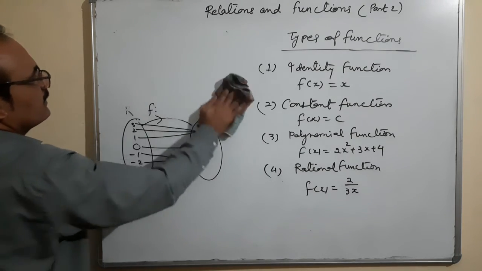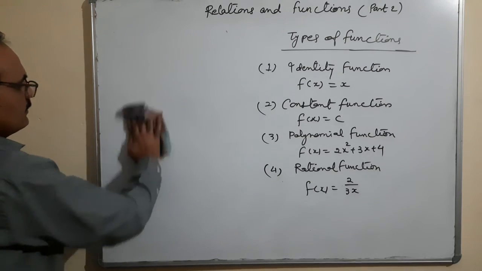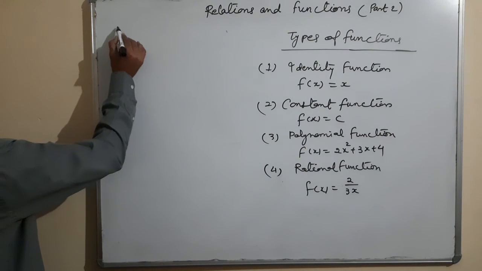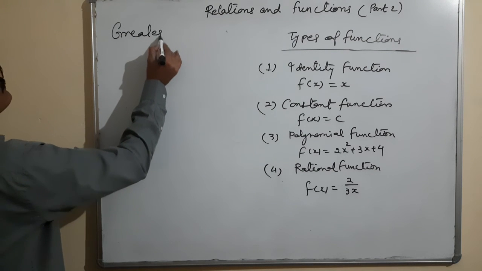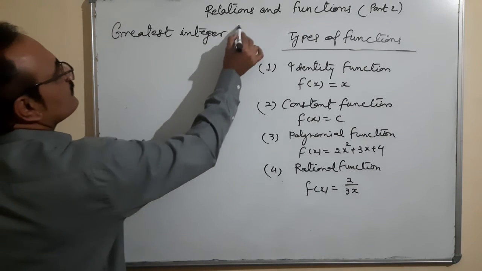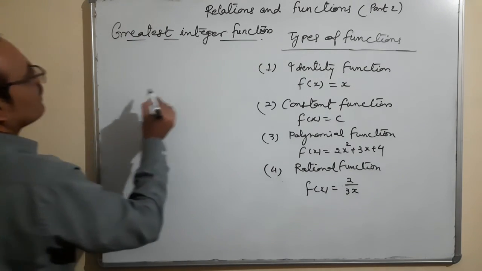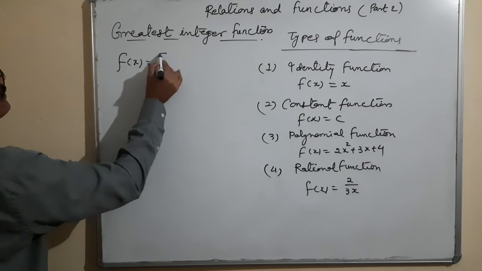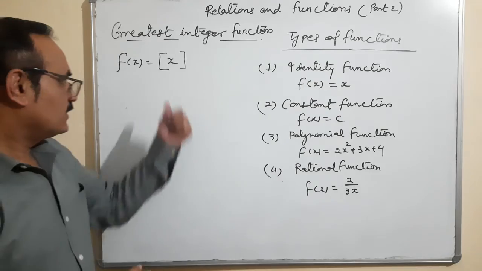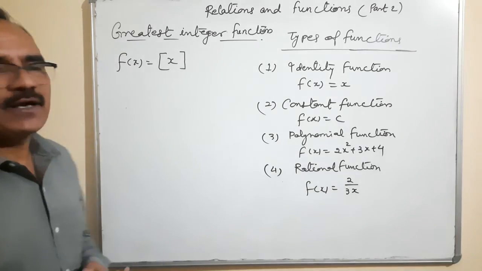After that, the greatest integer function. Next one is the greatest integer function. What is the greatest integer function? f of x is equal to the greatest integer function. This is the representation of the greatest integer function, the square bracket. Here we have to use this term as the greatest integer function. Now let us understand what is the meaning of it.